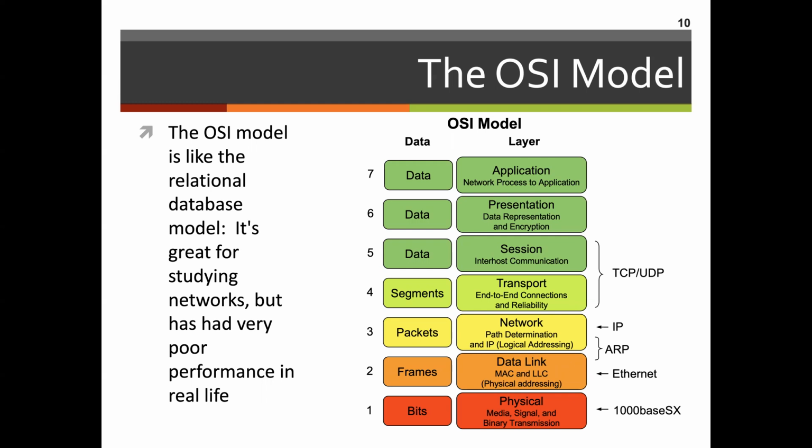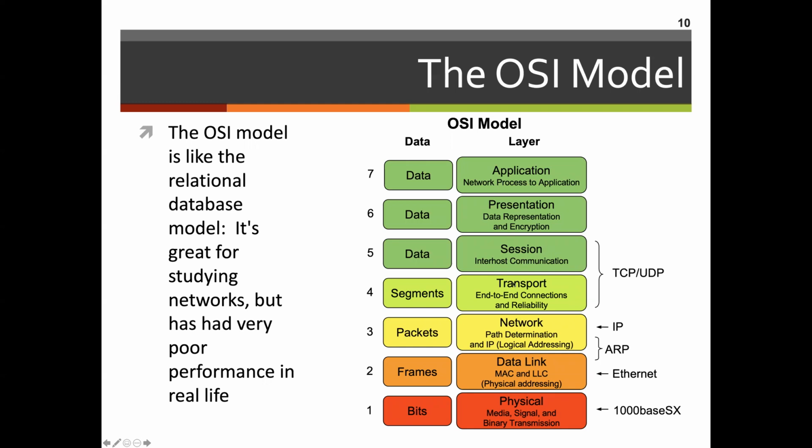And so you'll see that unlike the IP model, we have 7 layers in our OSI model. And so we have a physical layer, a data link layer, network layer, transport layer, a session layer, presentation layer, and application layer. And so we have our TCP and UDP bundle.